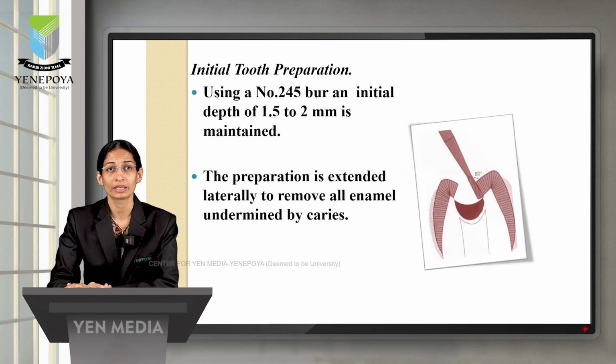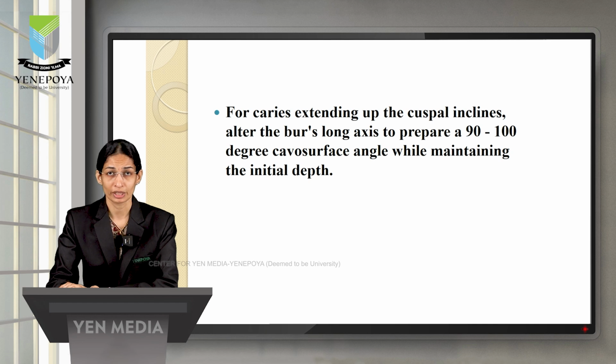Now, how do we do the initial tooth preparation? It is done using a number 245 burr. Initial depth of 1.5 to 2 mm is maintained. The preparation is extended laterally to remove all the enamel undermined by caries. For caries extending up to the cuspal inclines, alter the burr's long axis to prepare a 90 to 100 degree cavosurface angle while maintaining the initial depth.